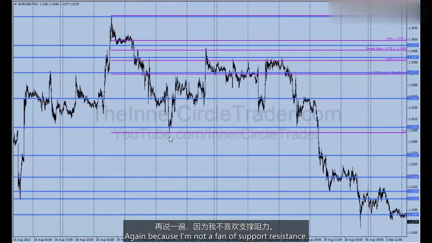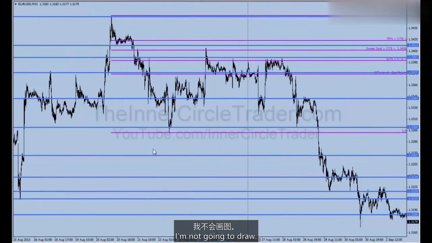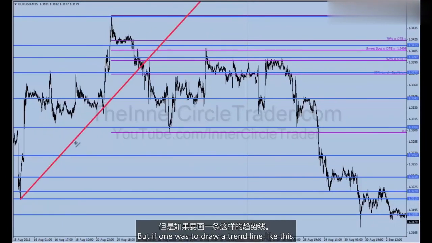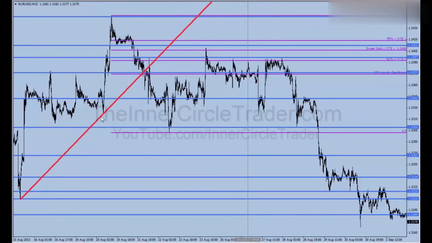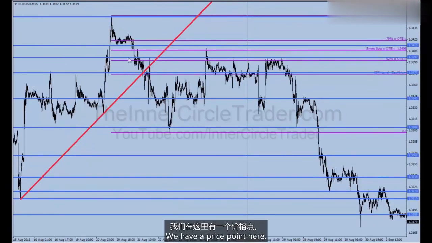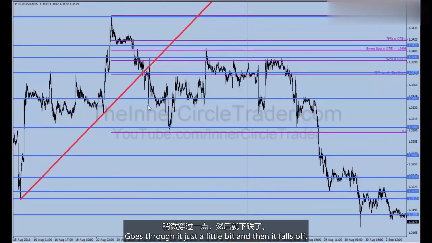Again, because I'm not a fan of support and resistance, I'm not going to draw... I'm sorry, I shouldn't say that. I'm a very, very large fan of support and resistance. I'm just not a fan of diagonal support and resistance in the form of trend lines. But if one was to draw a trend line like this, one could say, well, here we have a price point here, we have a price point here, the trend line breaks here, comes up, retests, goes through it just a little bit, and then it falls off.